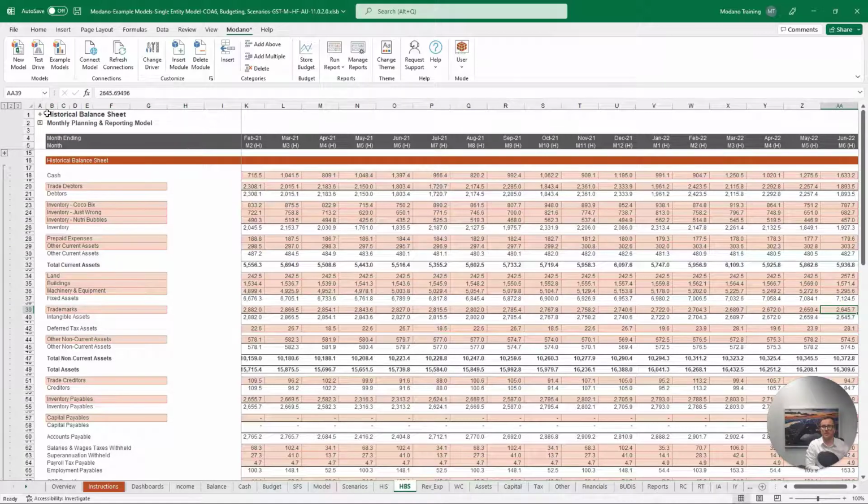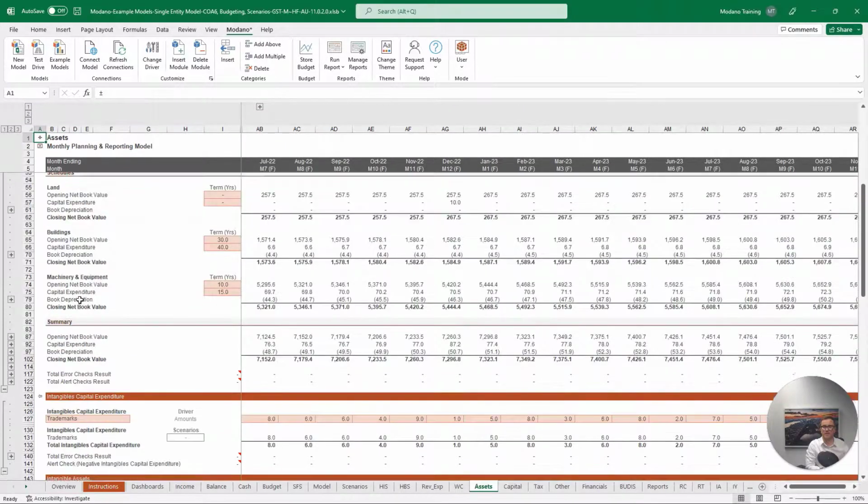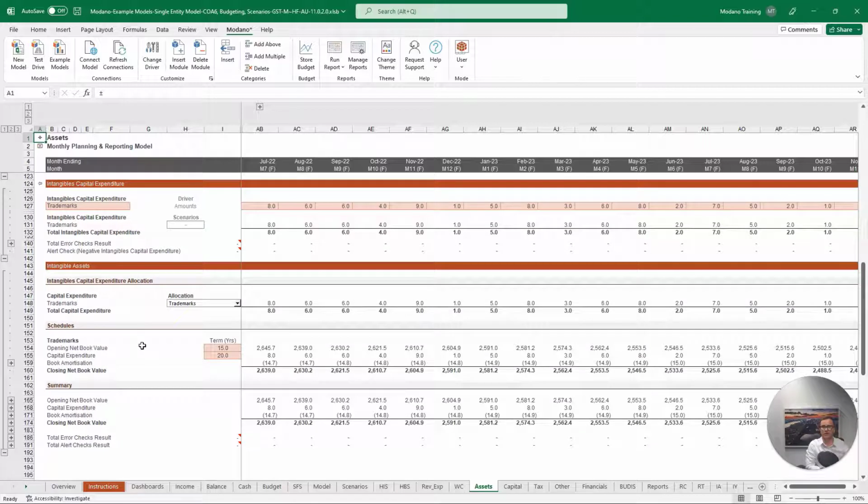Now, when we forecast your intangible assets balances, this is located on your asset sheet, and your intangible assets are located below your intangibles capital expenditure. Looking at our analysis, you can see that we have our one category of trademarks coming through, as well as our opening balance of 2645.7.